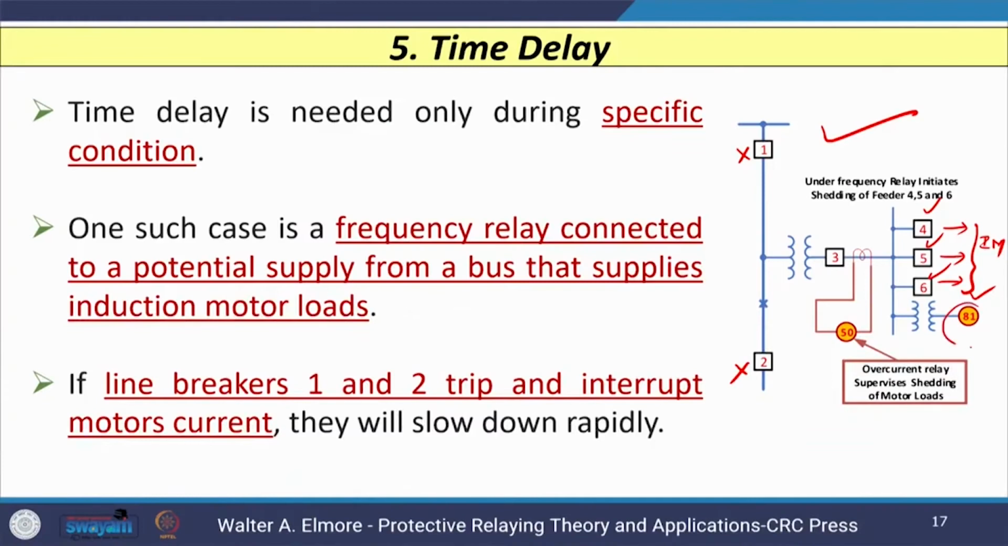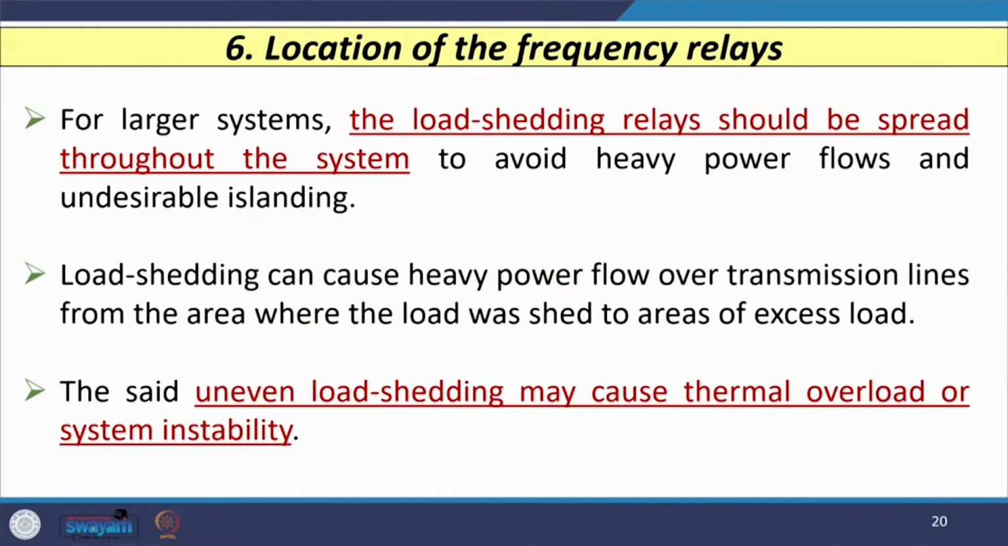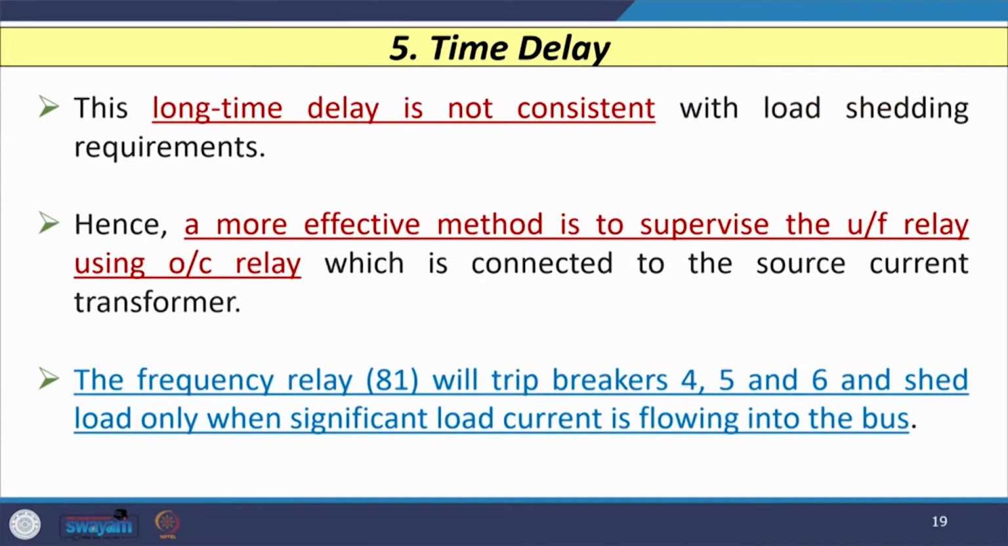Hence, if we wish to achieve a more effective method, then the only option is to supervise this under frequency relay by an overcurrent relay. That is why this 81 relay is supervised with the overcurrent relay 50, and in this case the frequency relay 81 will trip the circuit breakers 4, 5 and 6 and shed the load only when there is a significant increase in the load current. So, both the overcurrent relay and the frequency relay have to operate, and only then will this scheme operate. So, here the frequency relay is monitored by the overcurrent relay.